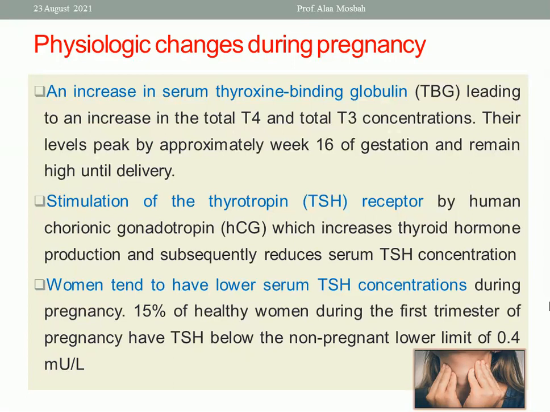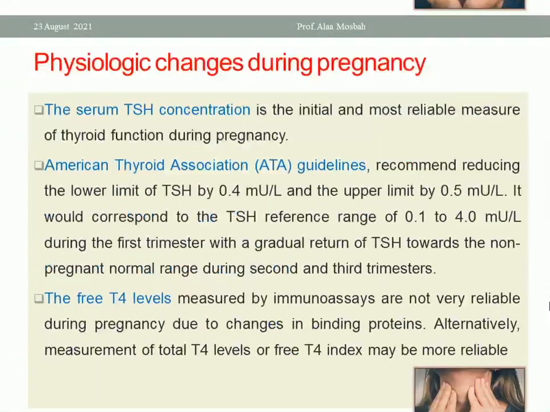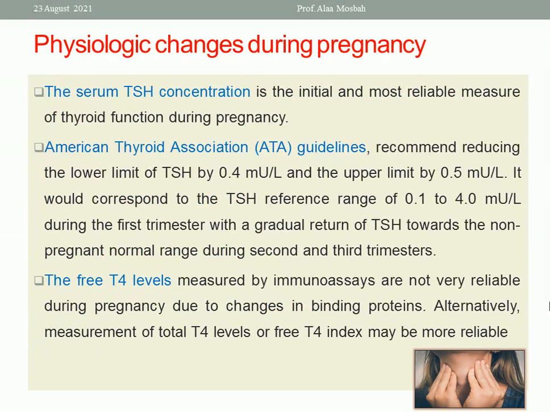Women tend to have a lower serum TSH concentration during pregnancy, and 15% of healthy women during the first trimester of pregnancy have TSH below the non-pregnant lower limit of 0.4 milliunit per liter. Okay, so the serum TSH concentration is the initial and the most reliable measure of thyroid function during pregnancy.